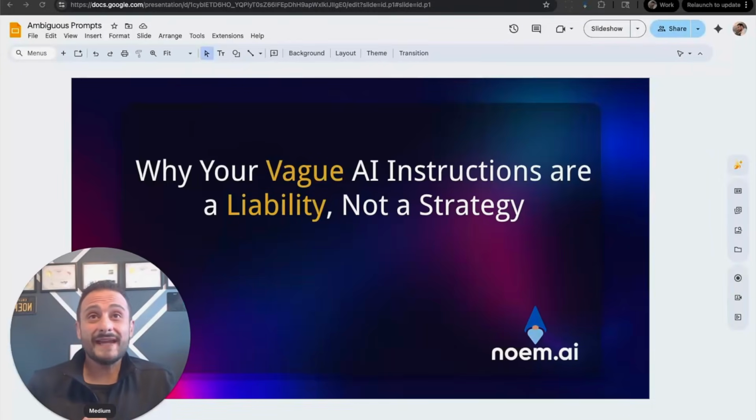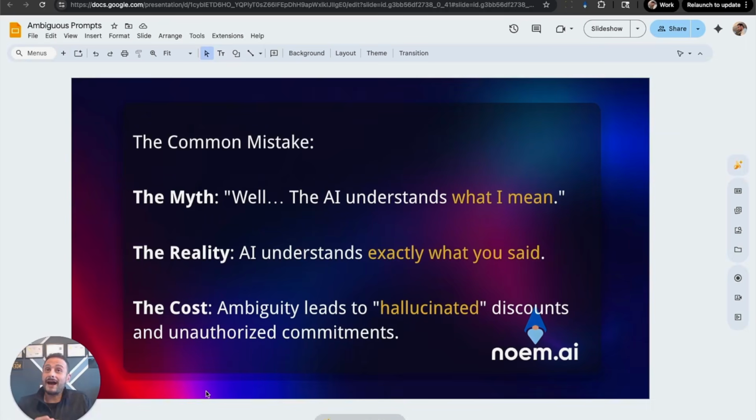All right, so today we're going to talk about why your vague AI instructions are more of a liability than an actual strategy. This could be costing you a lot in your business or just causing you frustration when you're building your own AI agents, chatbots, or anytime you're dealing with an LLM. So here's the common mistake.